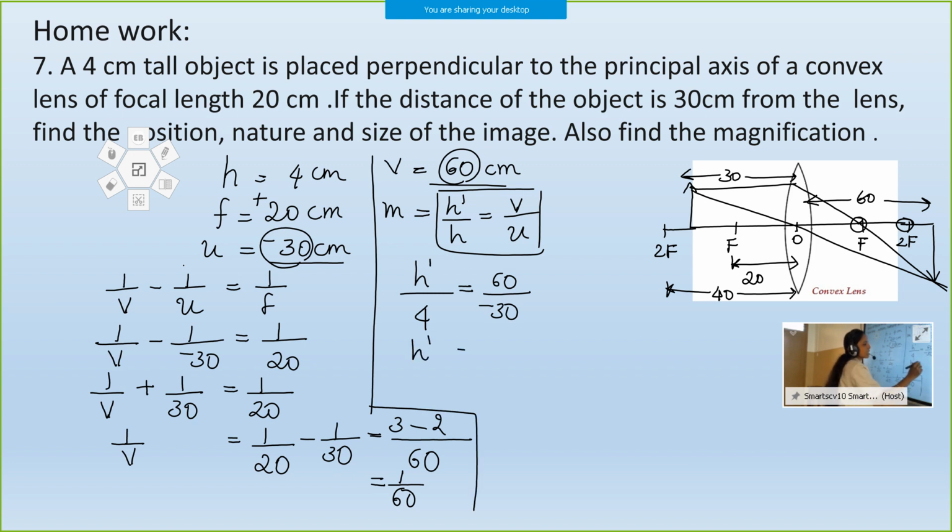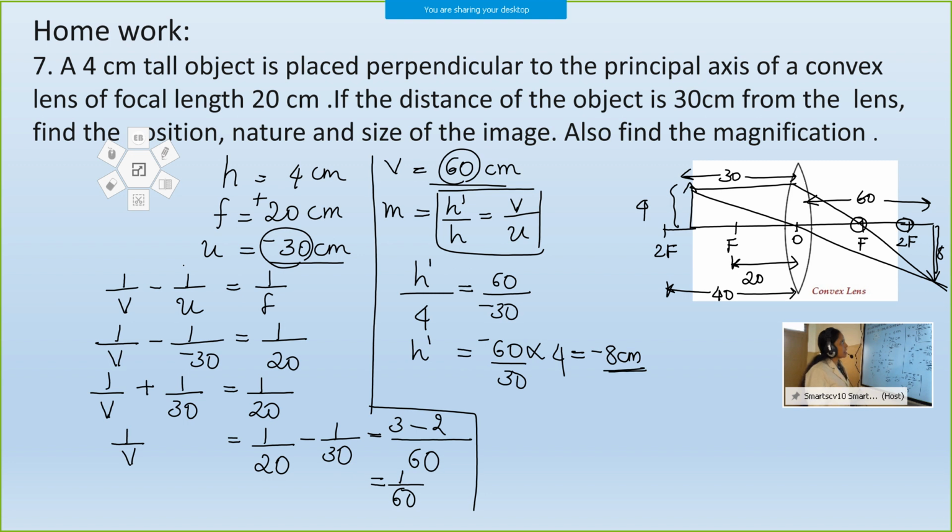So what is h dash? h dash is equal to minus 60 by 30 into 4. So what you will get is equal to minus 8 centimeter. So the height of the image you are getting is 8 centimeter. What is the height of the object? It is 4 centimeter. That means the image is enlarged.